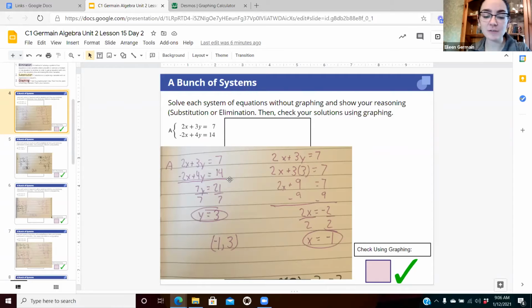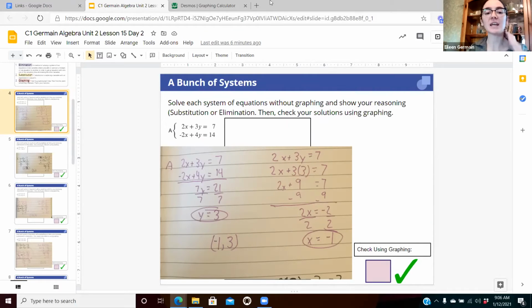Because we're adding the 7 and the 14. We divide by 7 to get the y by itself. Y is equal to 3. Okay, so once we get this y is equal to 3 here, we need to take this 3, substitute it in, and solve. When you do that, you get 2x plus 3 times 3 equals 7. Subtract 9. 2x is equal to negative 2. Divide by 2, x is equal to negative 1.